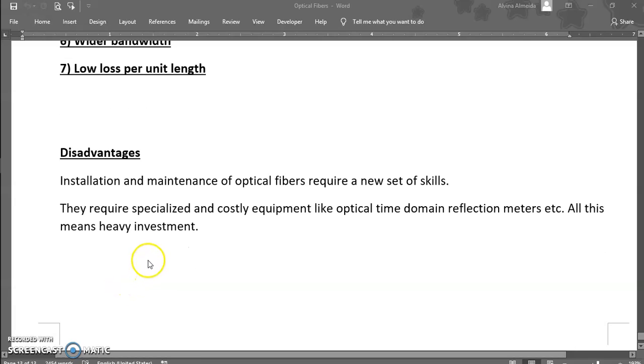Now let's see about the disadvantages of optical fibers. The installation and the maintenance of optical fiber require a new set of skills. They require specialized and costly equipment like optical time domain reflectometers, etc. All this means heavy investment.